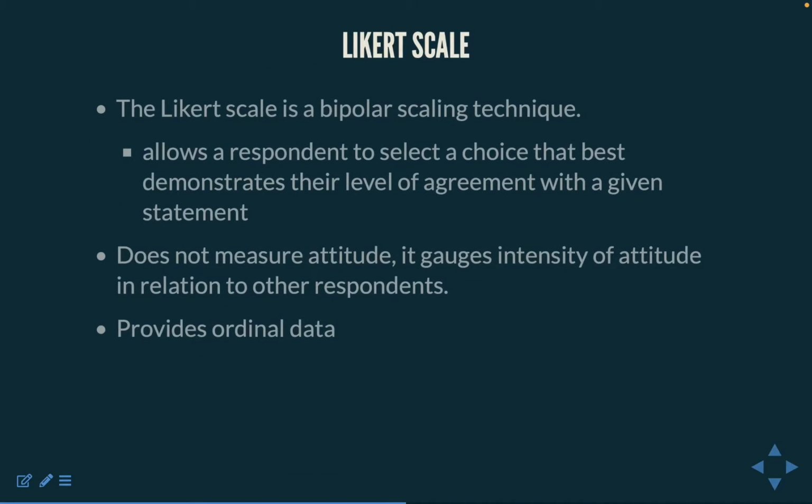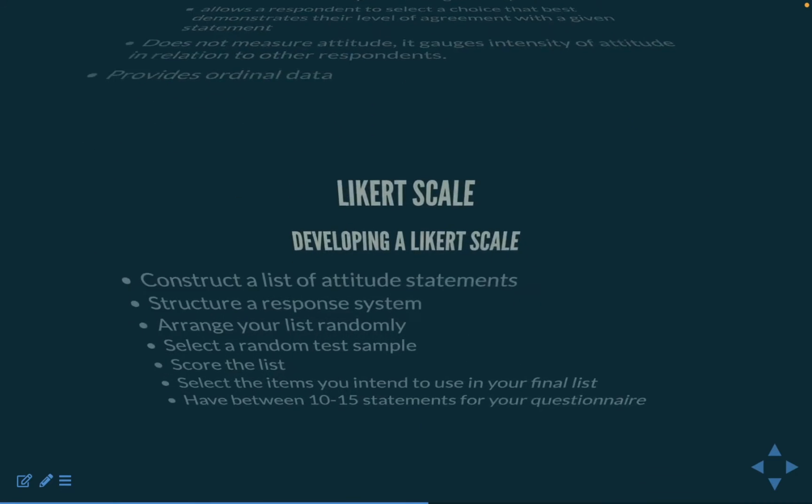The Likert scale is a bipolar scaling technique which allows a respondent to select a choice that best demonstrates their level of agreement with a given statement. There is an inherent order to the Likert scale, but no indication of the interval measured between each choice. The Likert scale does not measure attitude. It gauges intensity of attitude in relation to other respondents. It provides ordinal data. This can be manipulated, but essentially you have an ordinal measure.